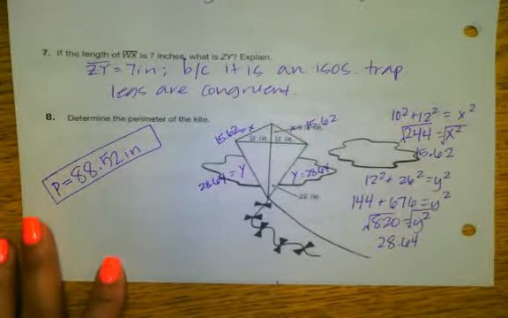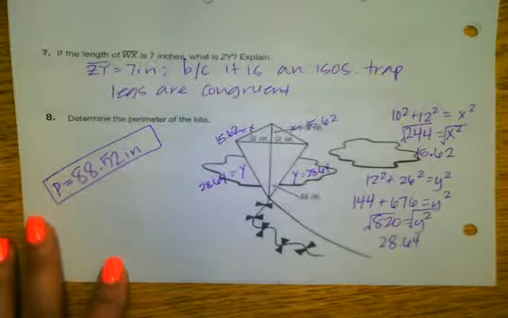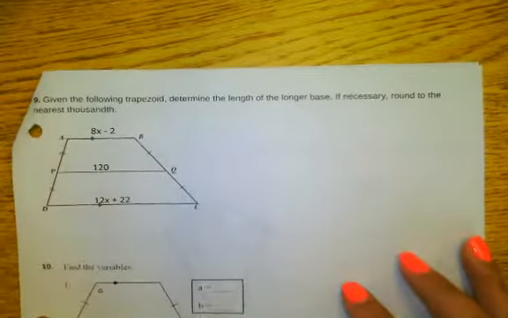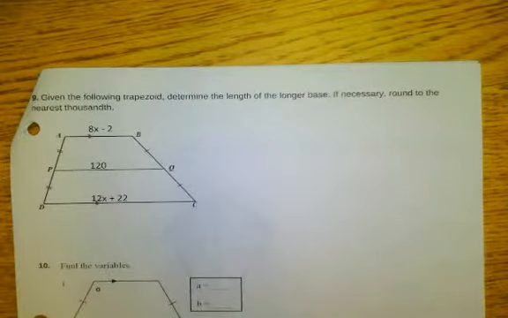Question. Okay. Number 9. Given the following trapezoid, determine the length of the longer base. If necessary, round to the nearest thousandth. Okay, so what do we have here?